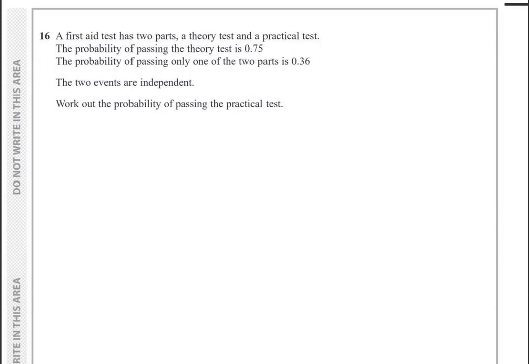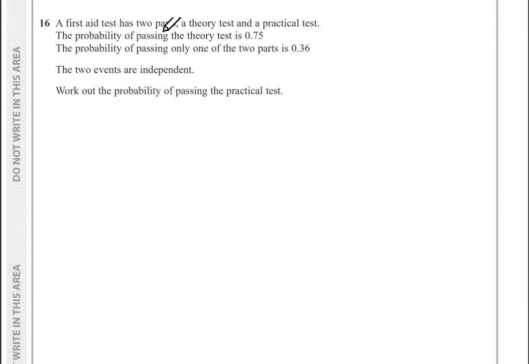So for our next question, we have a first aid test has 2 parts, a theory and a practical test. The probability of passing the theory test is 0.75. The probability of passing only one of the 2 parts is 0.36. So we're looking at some mutually exclusive events, since they cannot happen at the same time. The 2 events are independent. Work out the probability of passing the practical test.